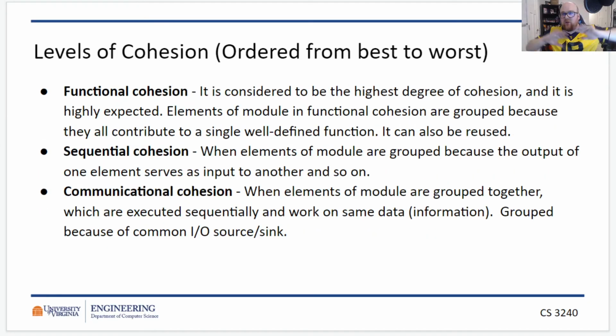With cohesion, and there are two slides for this one, everything on this slide is generally fine, although functional cohesion is always the best. It's the highest degree of cohesion, and it's what you should strive for. The elements of a module with functional cohesion are grouped together because they contribute to a single well-defined function. For example, if I have a program that reads in a bunch of tweet information and uses it to determine the most common trending thing, what I just described is not a module. That's the whole program.